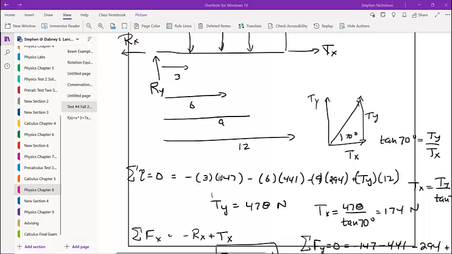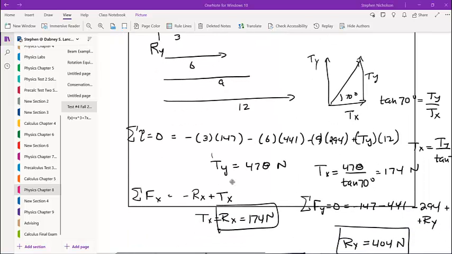Okay, so if we sum the torques around the left support, we'll have the first weight at 3 meters, the weight of the beam at 6 meters, the second weight at 9 meters, and the T sub Y support force at 12 meters. And these three are negative because those would cause a clockwise rotation, which would give you negative torque, whereas the T sub Y is pulling upward, so that would give you a positive torque.